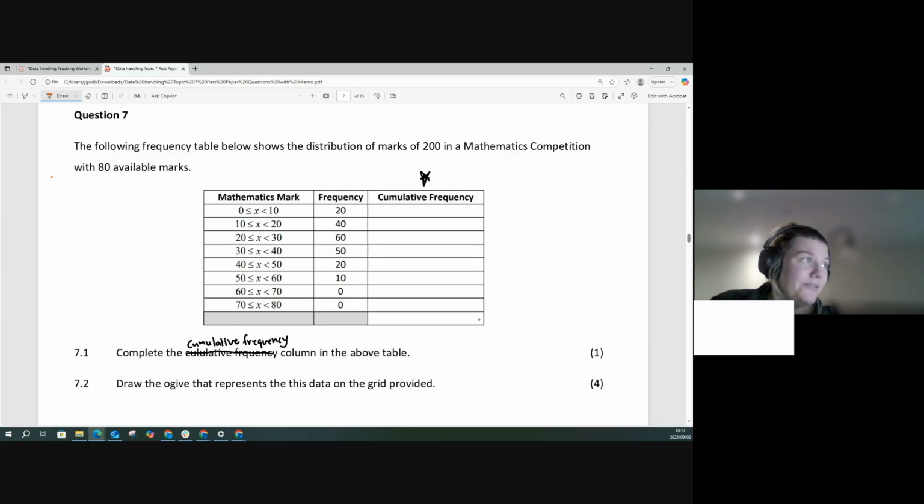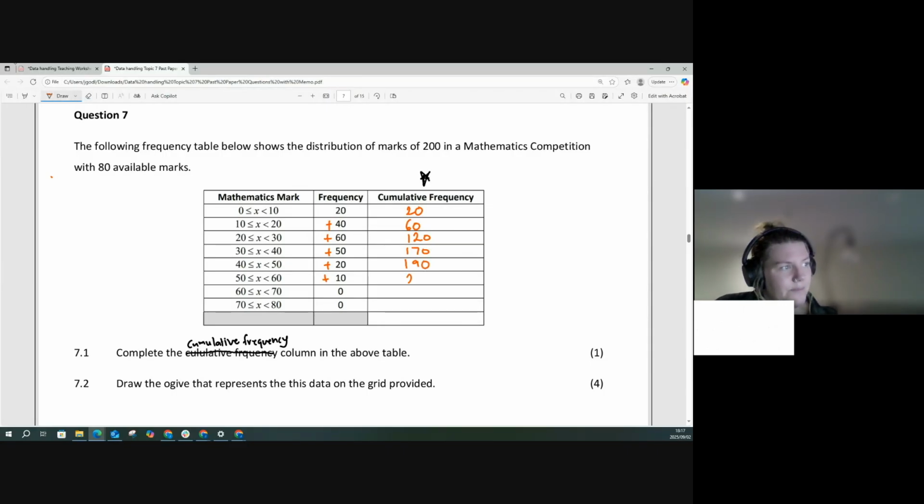Remember, cumulative frequency isn't scary. All we do is we take the number above and we add on the next one. So now we're going to say 20 plus 40, which gives me 60. 60 plus 60, 120. 120 plus 50, 170. Plus 20, plus 10, plus 0, plus 0.